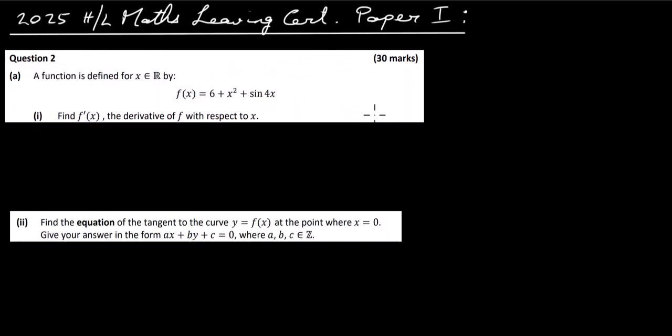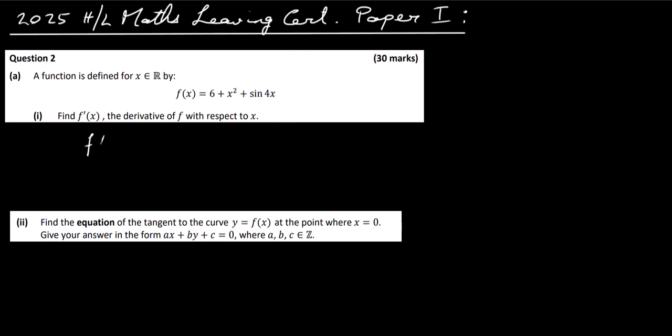Okay, so this is the 2025 Higher Level Maths Leaving Cert Paper 1, question 2. A function is defined for x, which is real, by f of x equal to 6 plus x squared plus sine 4x. Find f prime x, the derivative of f with respect to x.